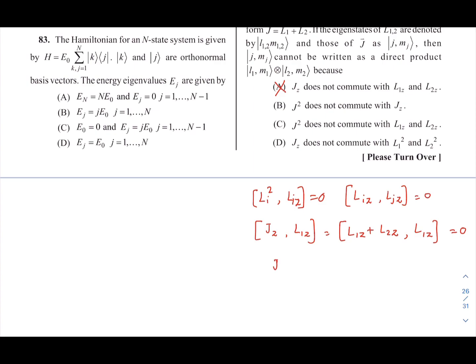Now J square commutes with Jz, so B is also not the correct option. Jz commutes with L1 squared because Jz is essentially L1z plus L2z and each of these commutes with L squared. So option D is also not correct. So option C is the correct answer. J square does not commute with L1z and L2z.